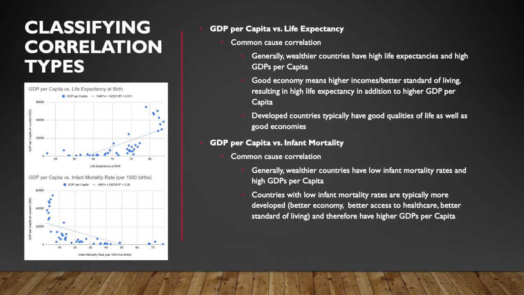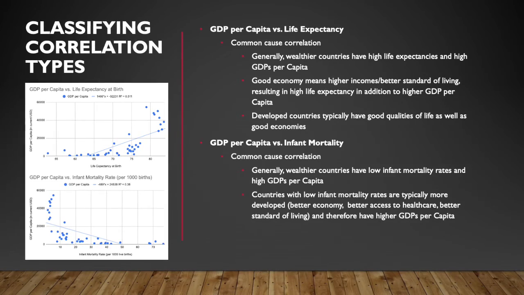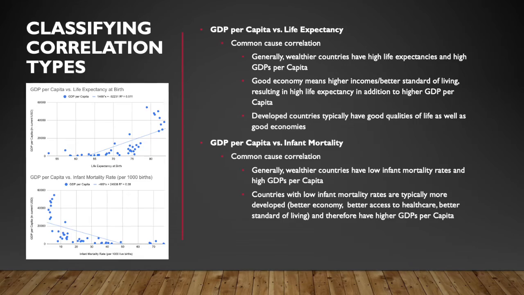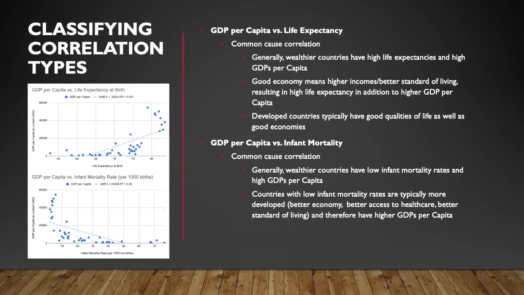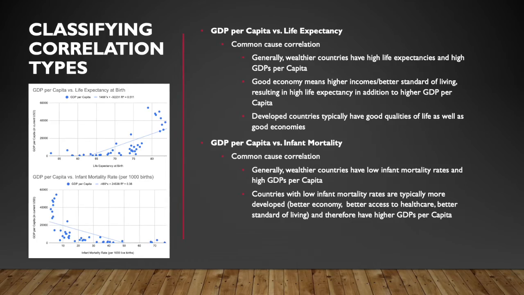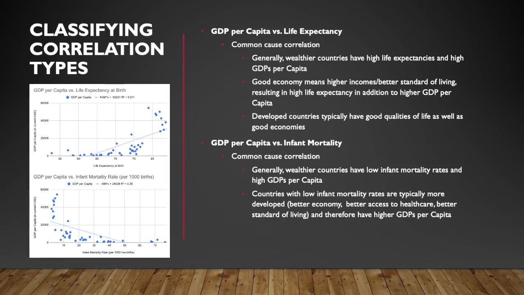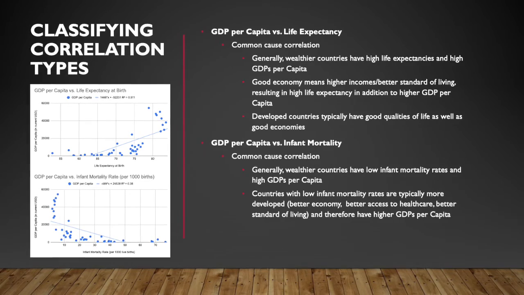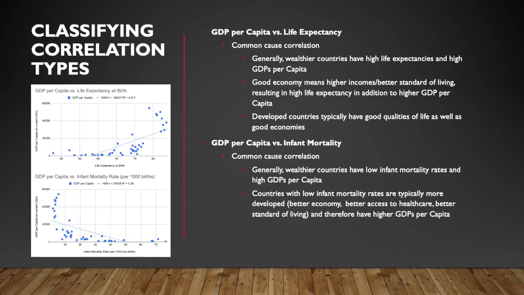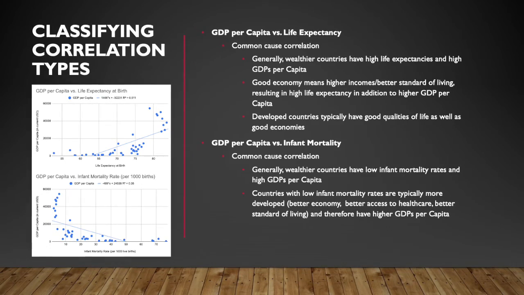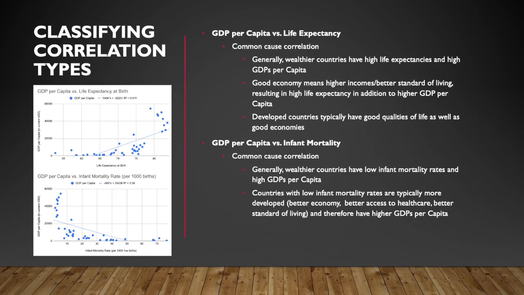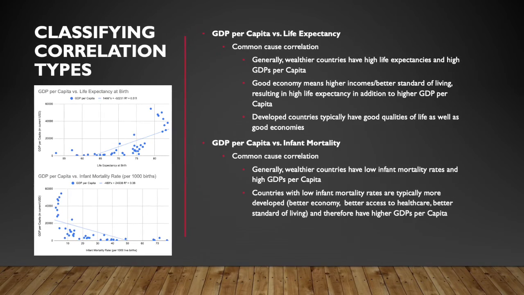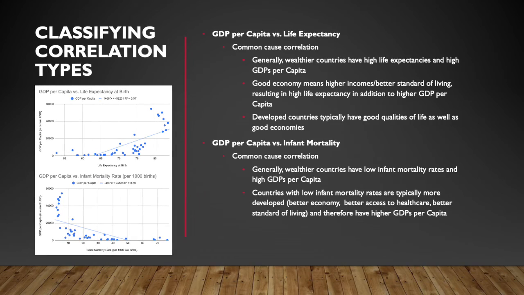The two variables of GDP per capita in current US dollars and infant mortality rate per 1,000 live births also have a common cause correlation. Although more evidence is needed to link a third factor as the factor causing GDP per capita to increase as infant mortality decreases, plausible explanations include the fact that countries with lower infant mortality rates are typically more developed, with better, more easily accessible healthcare, better economies, and a generally better standard of living, and therefore have higher GDPs per capita. Countries with high GDPs per capita typically have good economies and higher average incomes.